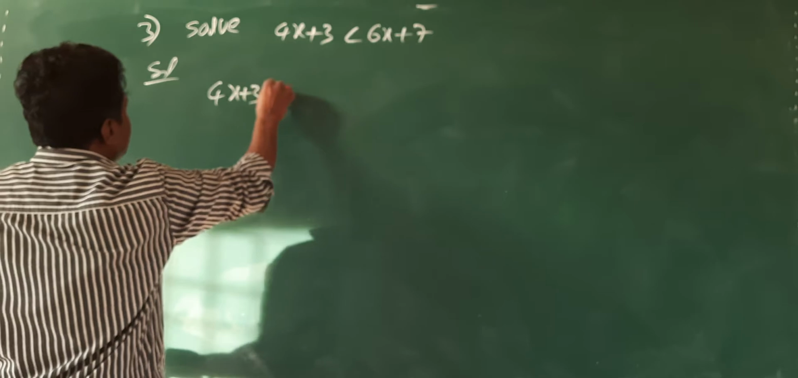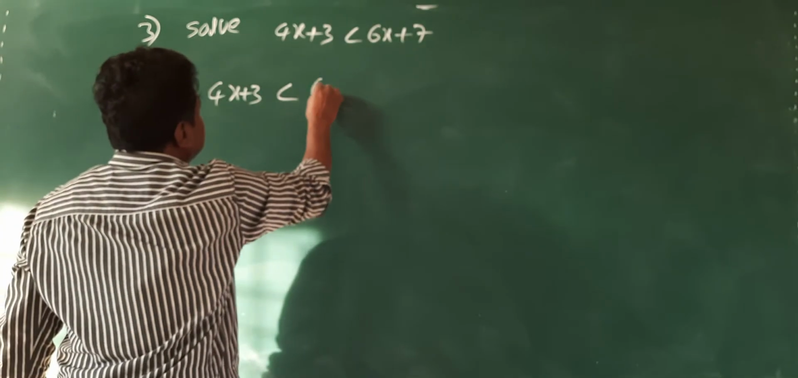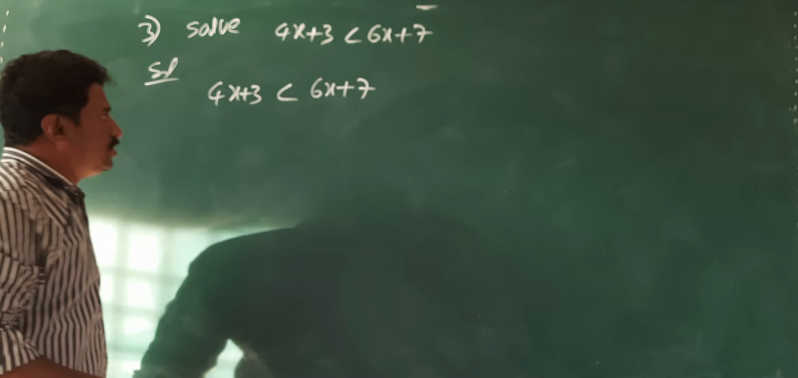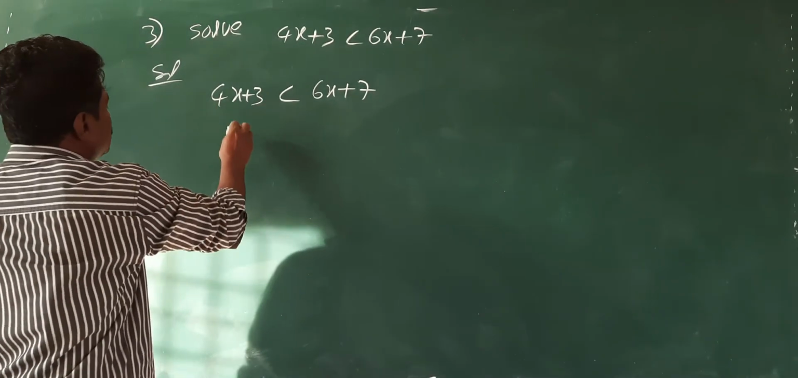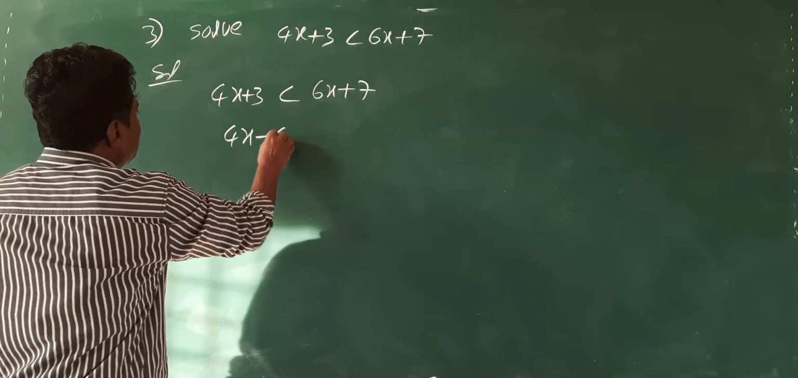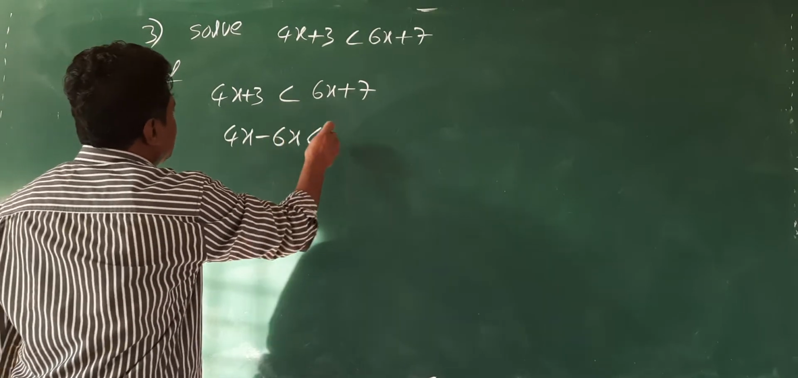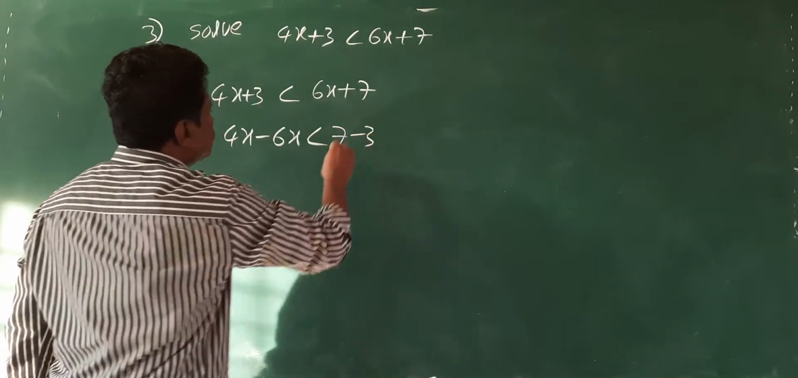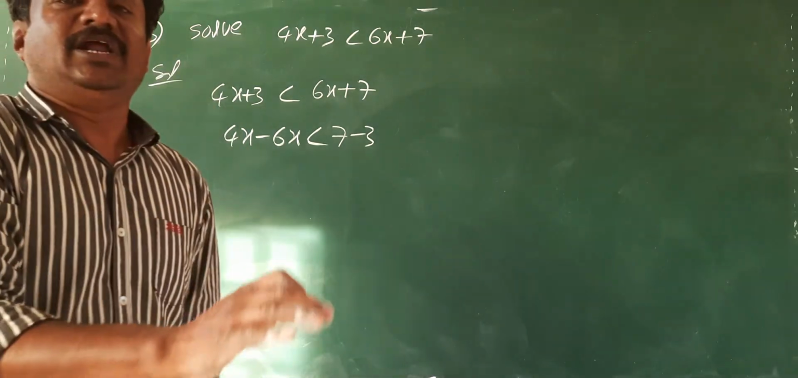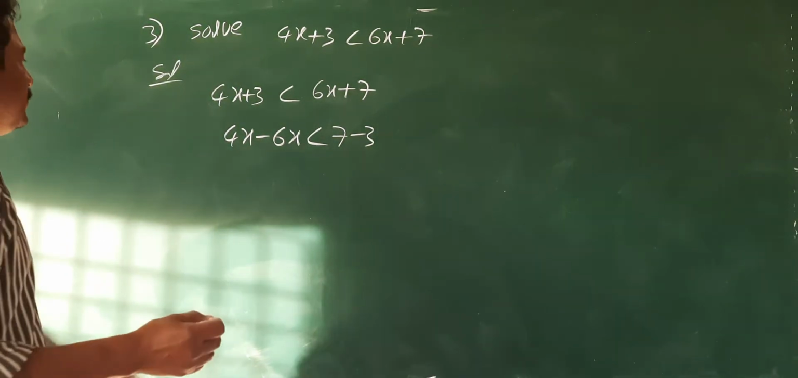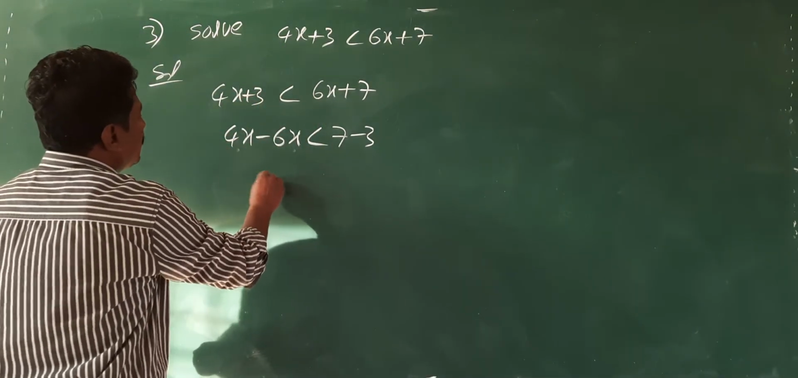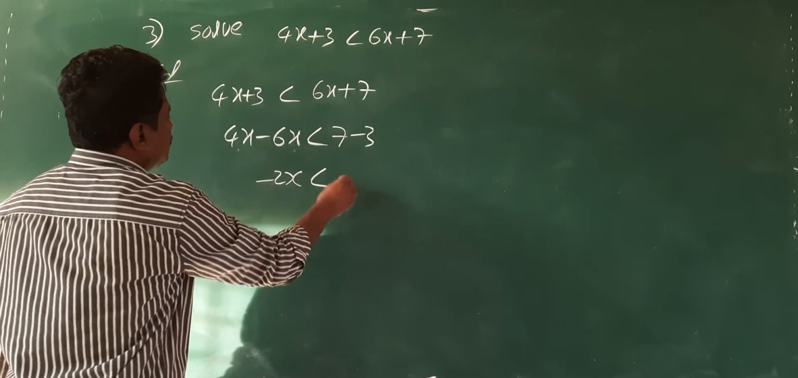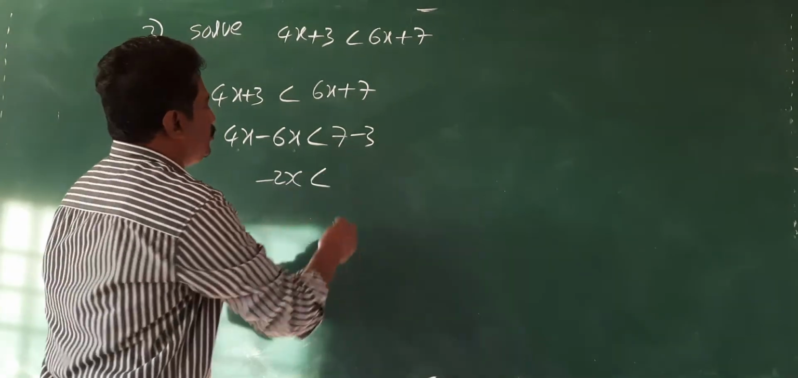4x plus 3 less than 6x plus 7. So you bring x terms on one side, send numbers on the other side. So right, x terms: 4x minus 6x less than 7 minus 3. 4x minus 6x. How much is 4x minus 6x? Minus 2x less than 7 minus 3.